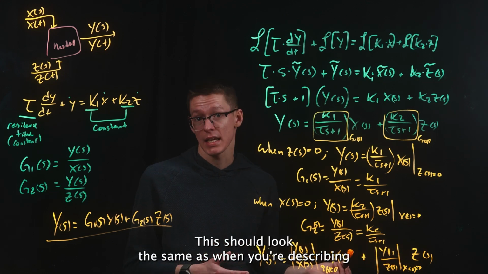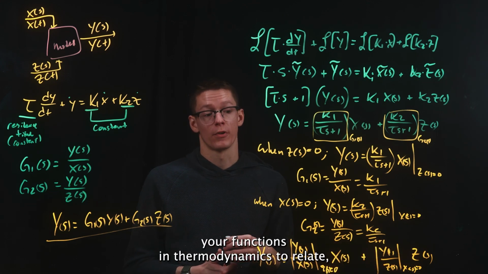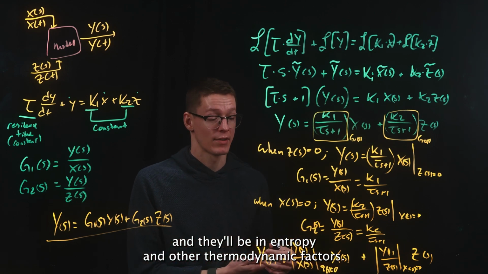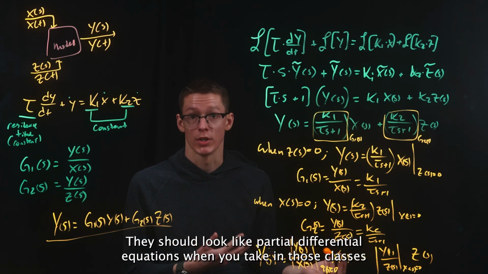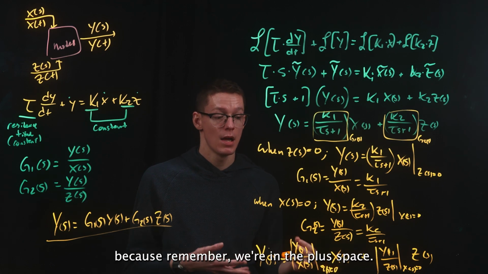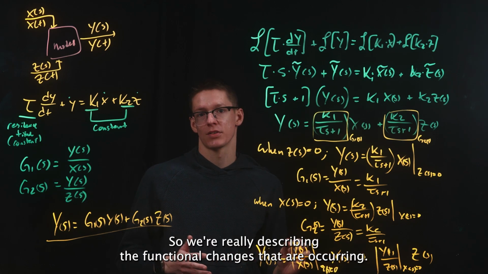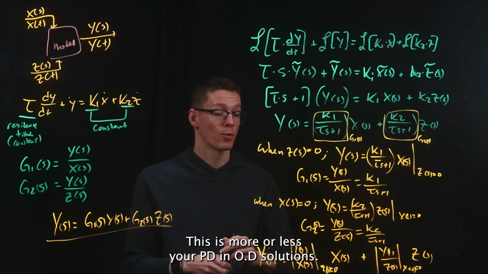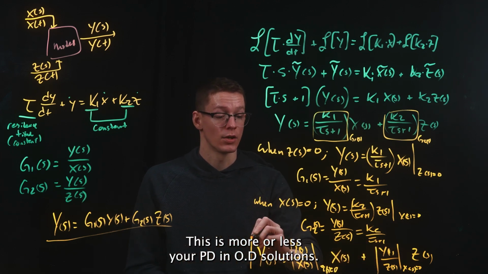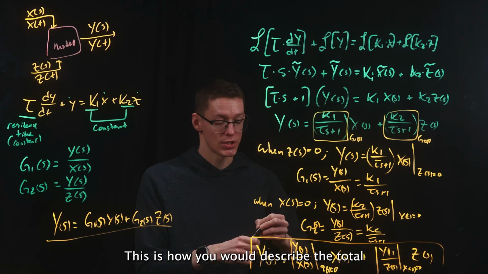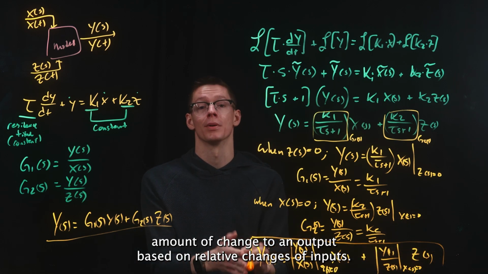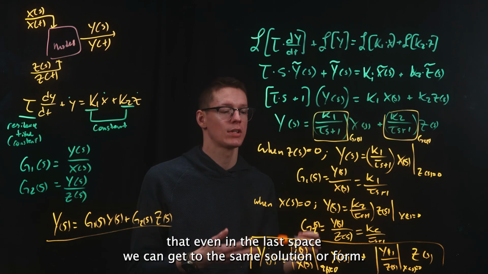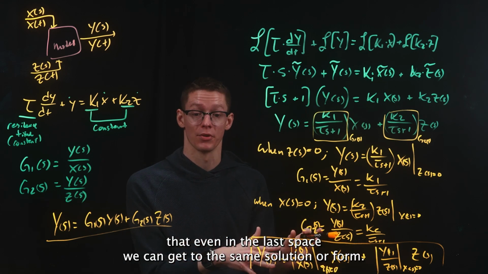This should look the same as when you're describing your functions in thermodynamics to relate enthalpy and entropy and other thermodynamic factors. This should look like partial differential equations when you've taken those classes. Because remember, we're in Laplace space, so we're really describing the functional changes that are occurring. This is more or less your PDE and ODE solutions. This is how you would describe the total amount of change to an output based on relative changes of inputs. And this is so fascinating that even in Laplace space, we can get to the same solutional form.